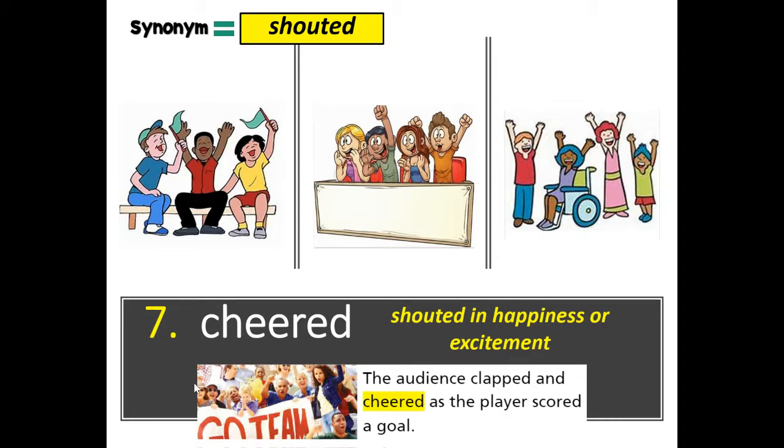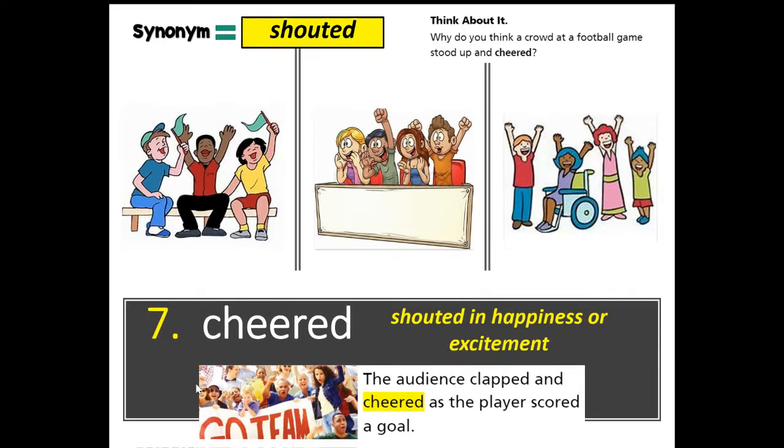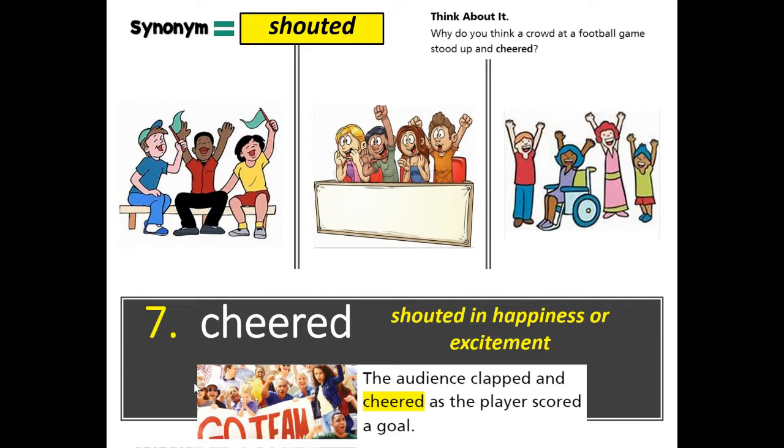The audience clapped and cheered as the player scored a goal. You could also say the audience clapped and shouted as the player scored a goal. Think about it. Why do you think a crowd at a football game stood up and cheered? Or why do you think a crowd at a football game stood up and shouted?